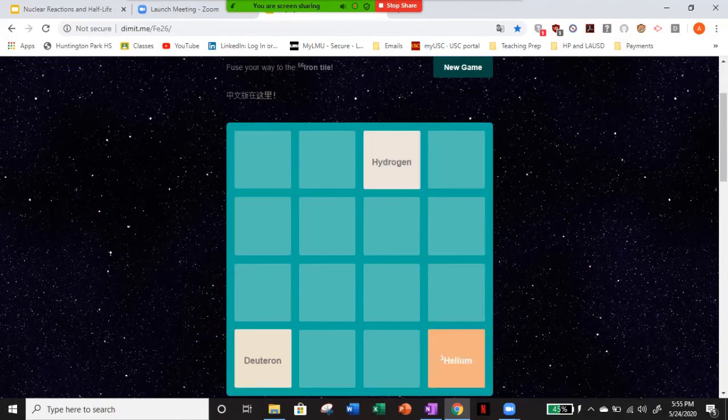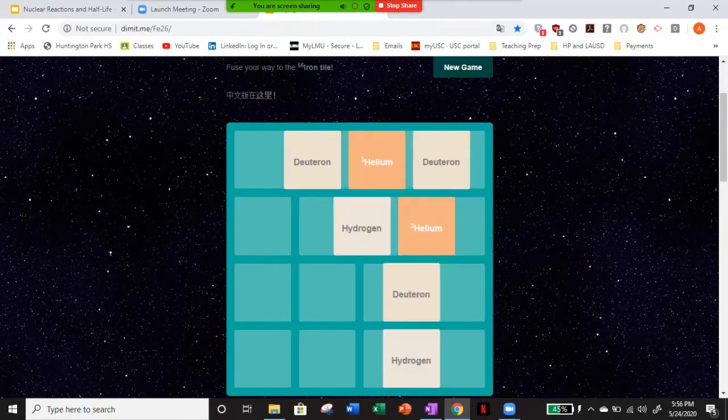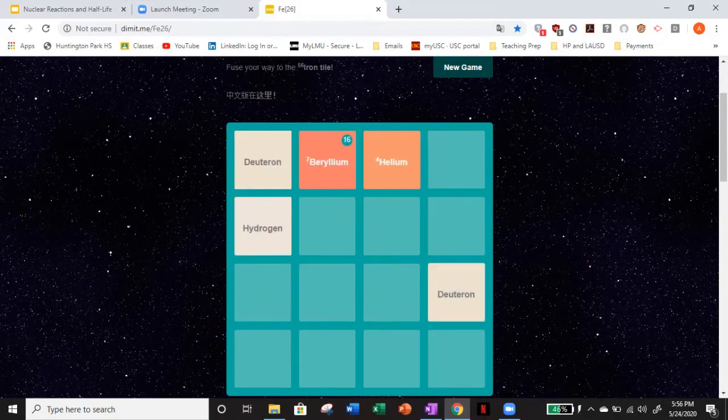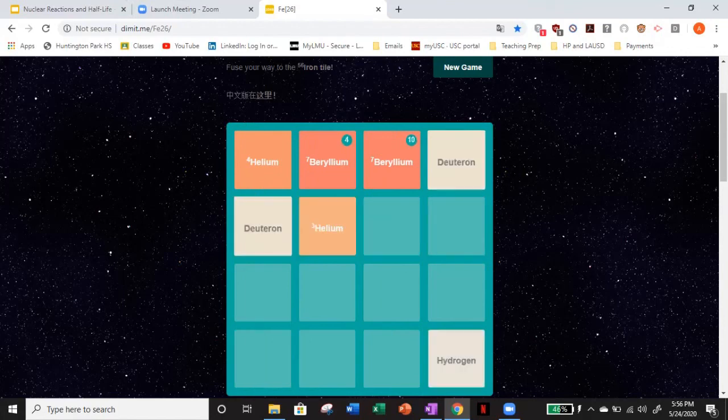You just move with the keyboard up, down, left, right, and just try to play it until you reach iron-26. So some of you try this and see if you have fun with it.